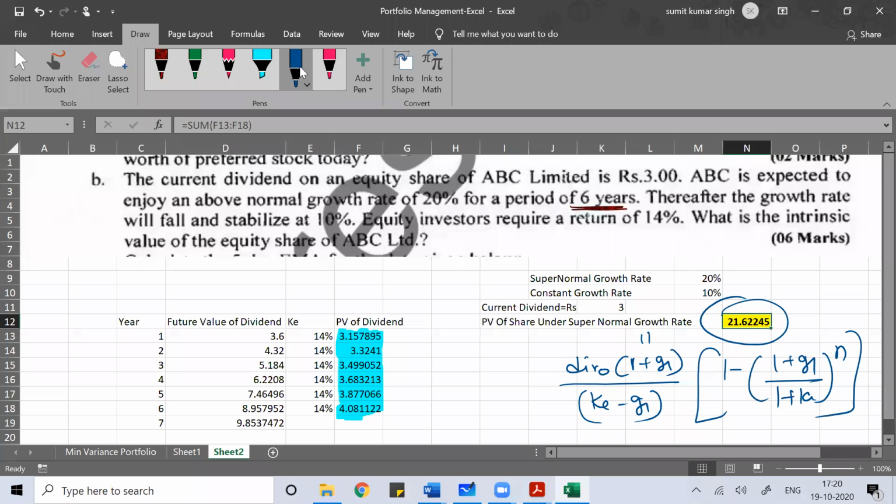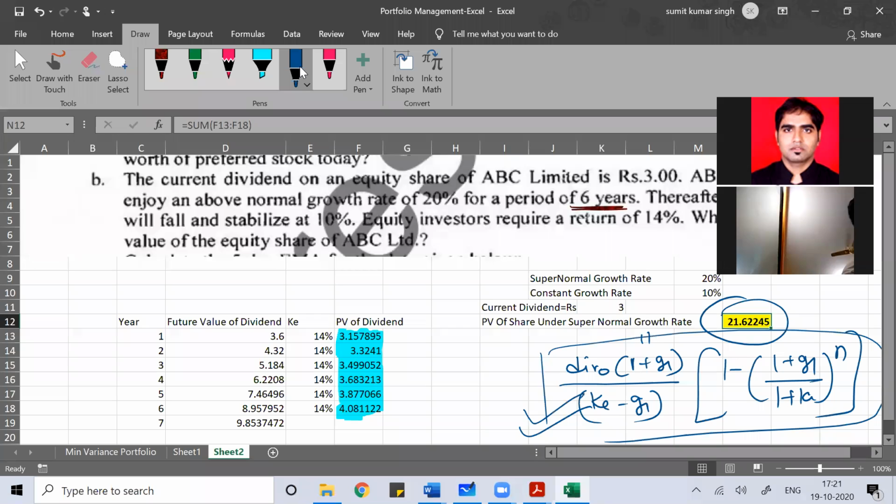So this is supernormal growth rate, and this is the formula. Directly either you can use this formula or you can do it step by step. So Ranjita, I hope you are understanding. This was your question. You can do it any way; both will give you the same answer.